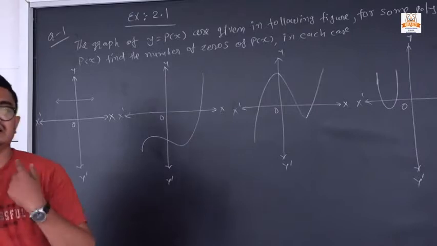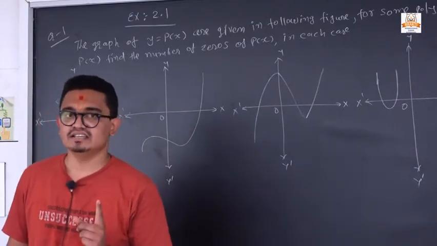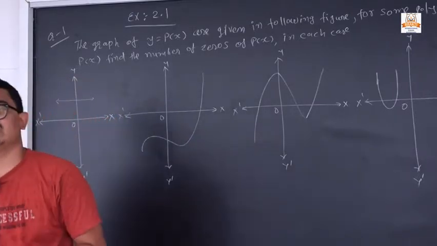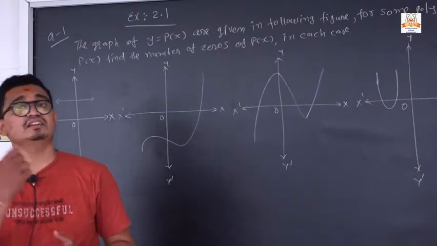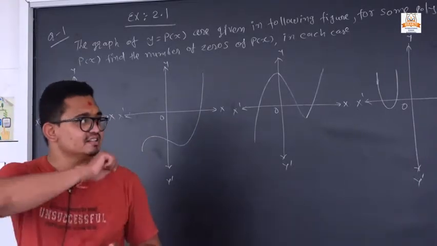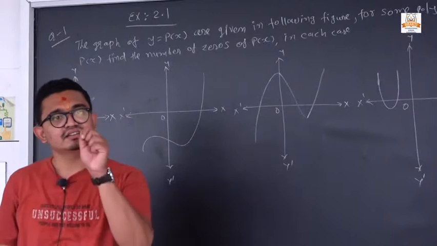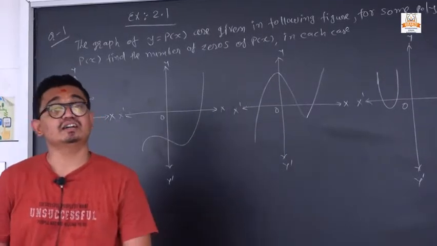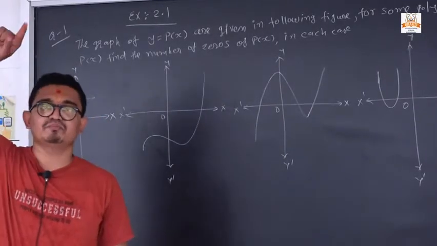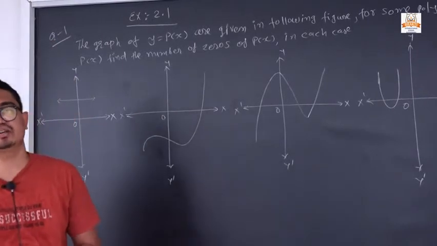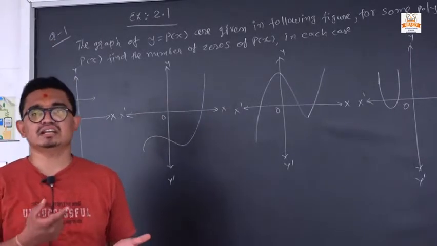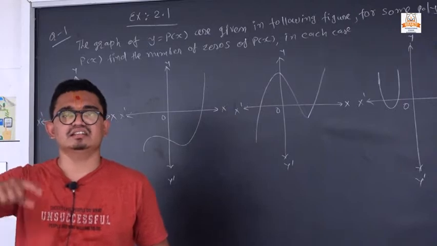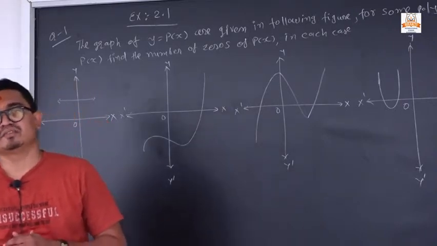And one more thing we already discussed is the shape of the graph. If it is a linear polynomial, it is a straight line. If it is a quadratic polynomial, then it will be U shape. And if it is cubic, the shape is not fixed, but it cuts the x-axis at 3 different points.